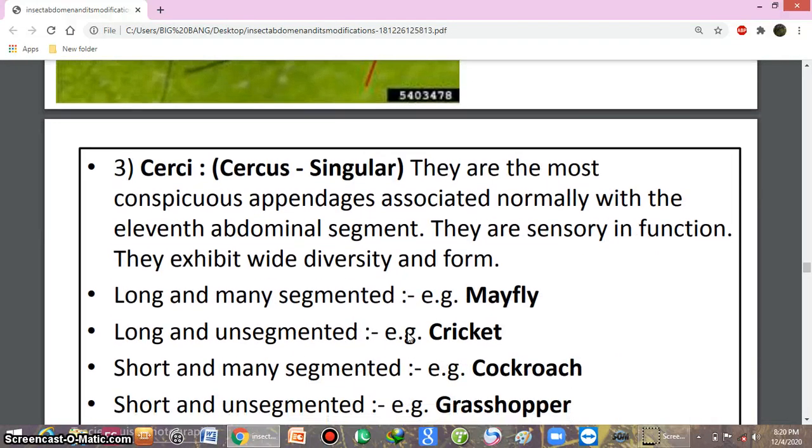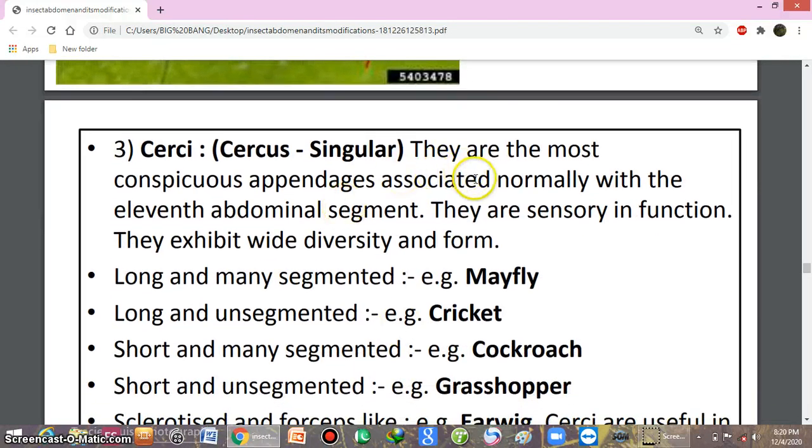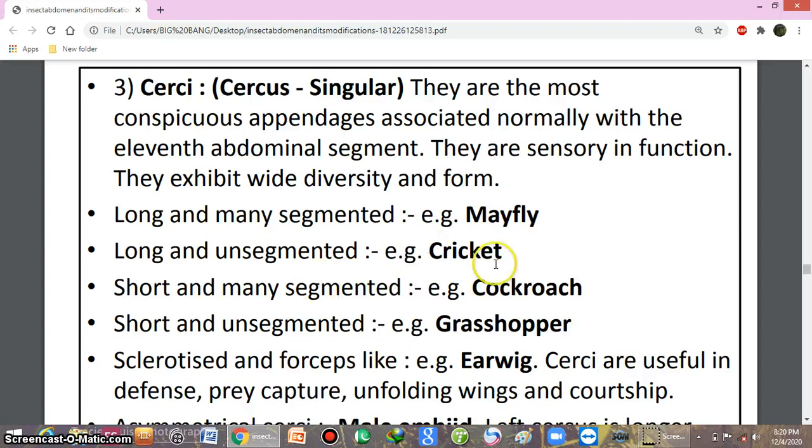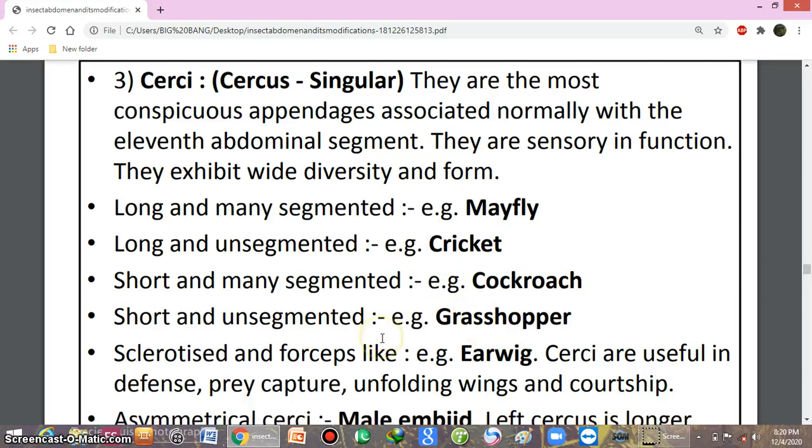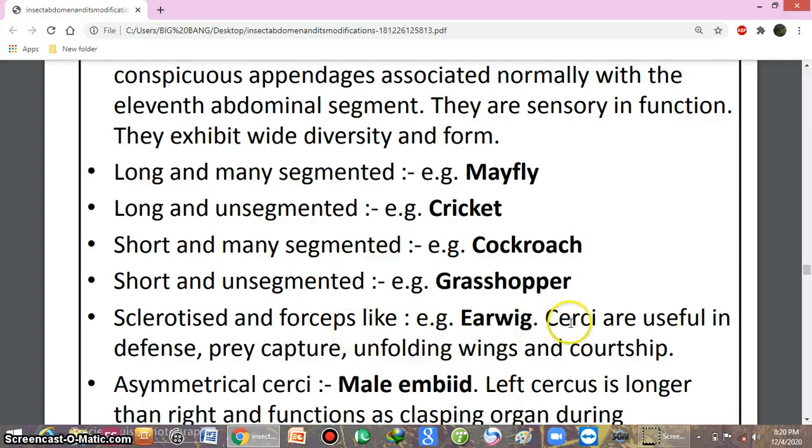Cerci. These are the most conspicuous appendages, associated normally with the 11th abdominal segment. They are sensory in function. They exhibit diversity in form. They are long and many segmented, for example in mayfly; long and unsegmented in the cricket; short and many segmented in the grasshopper; short and unsegmented in the grasshopper; sclerotized and forceps-like in earwig. Cerci are useful in defense, prey capture, unfolding wings, and courtship in the case of earwig.